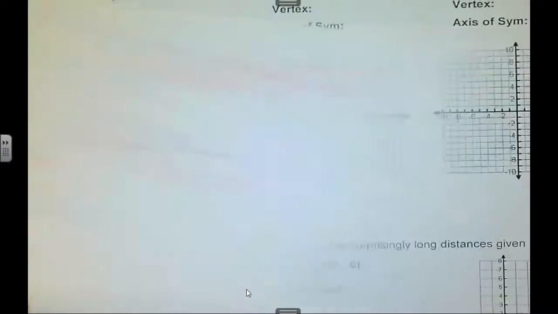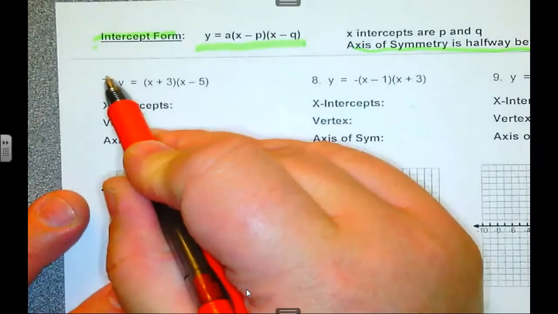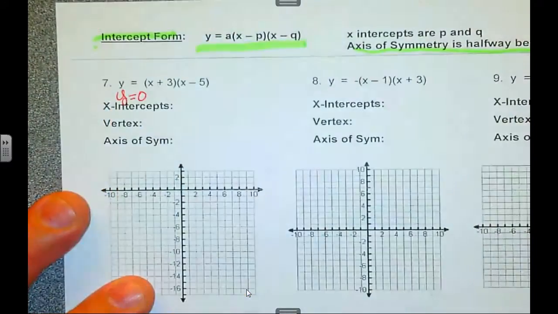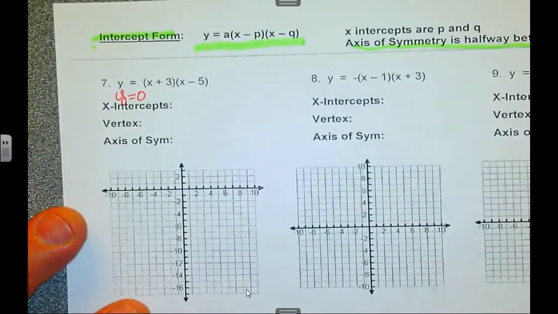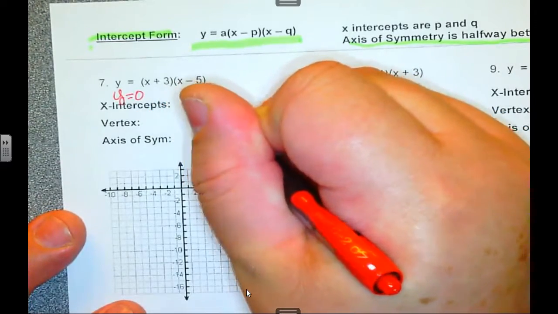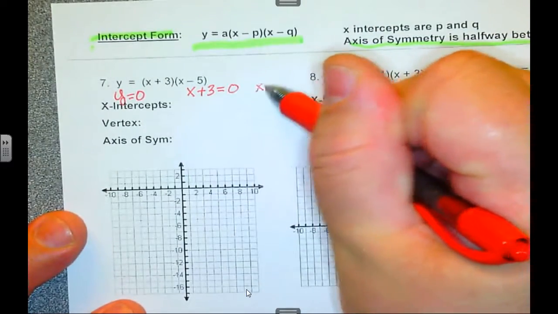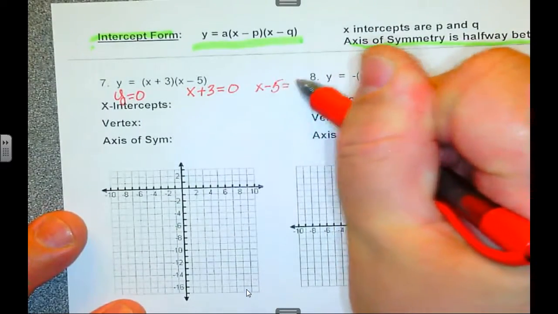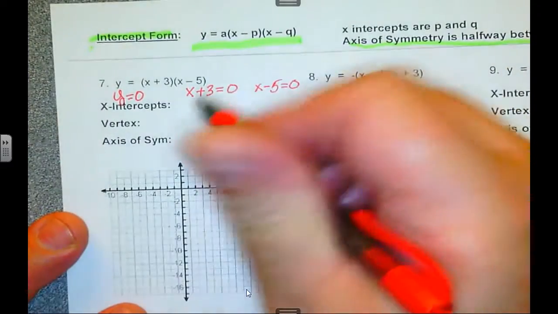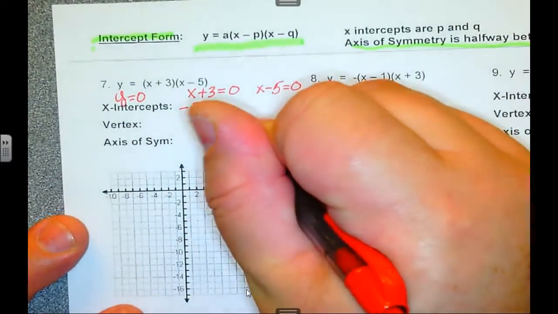All right, so my y value here, to find the x-intercepts, my y values have to equal 0, right? Okay, so to find the x-intercepts, all I have to do is set each one of these, x plus 3 equals 0 and x minus 5 equals 0. Those are going to be my 2 intercepts. So my x-intercepts are -3 and +5.